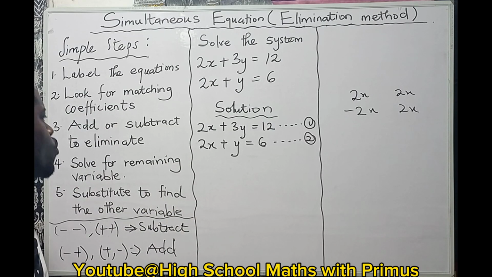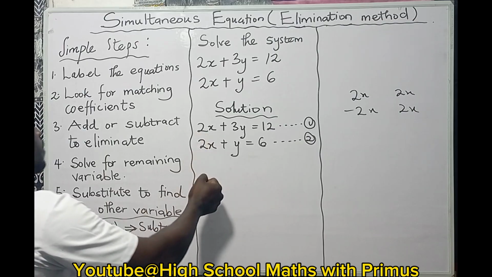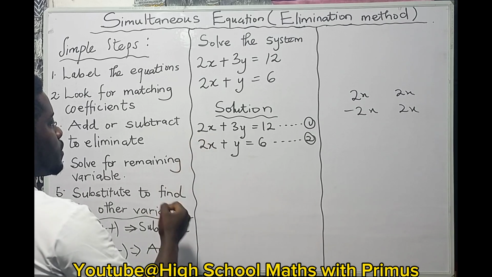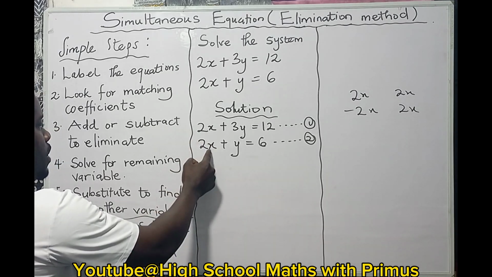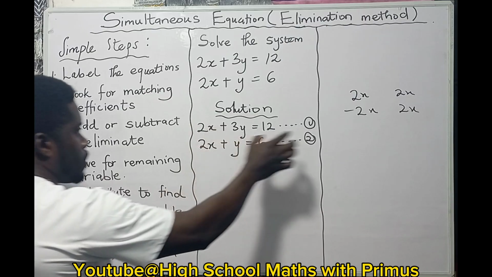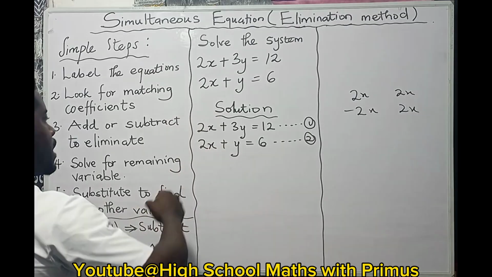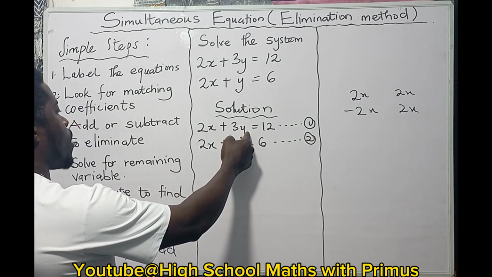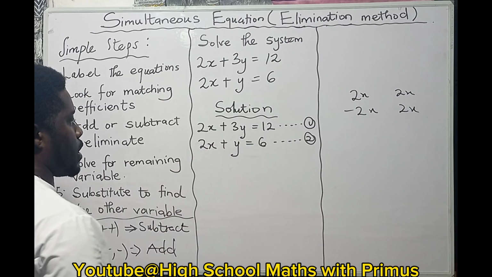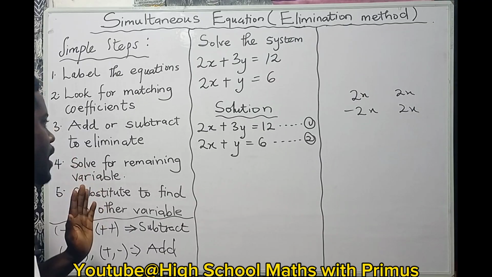So in this case, we will look for the variable with matching coefficient. Let's come here. We check for the coefficient of x. In the first equation, it is 2. And we check for the coefficient of x in the second equation, it is also 2. So it qualifies to be called the same and it is matching. Let's check for the other variable. The coefficient of y here is 3, and the coefficient of y here is 1. Because they are not the same, they are considered not to be matching.